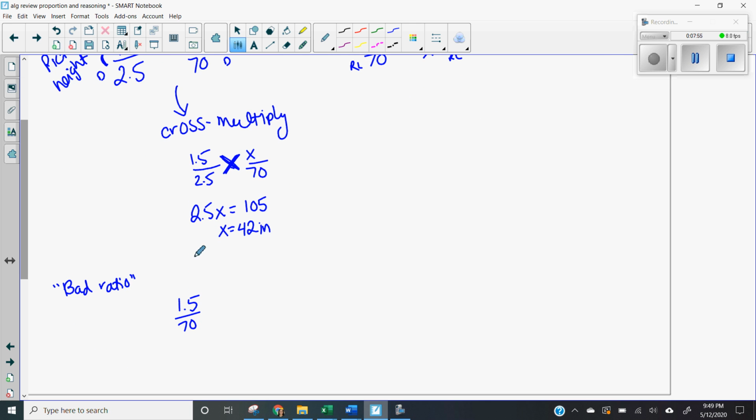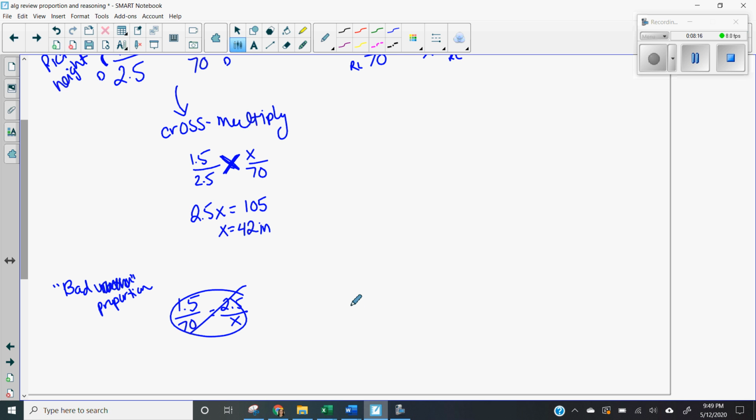There are too many variables flying around in there, right? So if I said that equals 2.5 over x, because now I've got Dan's picture height to Emma's actual height, right? Too many things flip-flopping here. So this is a bad proportion. Oops, I used the wrong vocab word there. Set up a bad proportion.